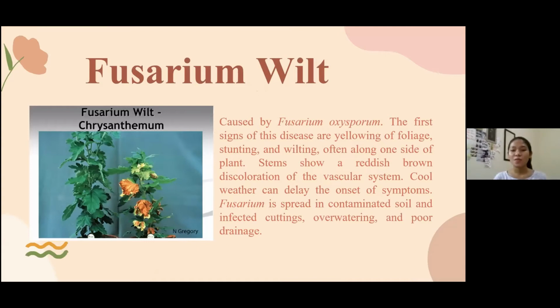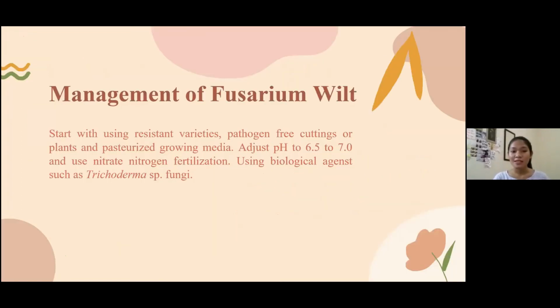Caused by Fusarium oxysporum, and the first signs of this disease are yellowing of foliage, stunting, and wilting, often along one side of the plant. Stems show a reddish-brown discoloration of the vascular system. Cool weather can delay the onset of symptoms, and Fusarium is spread in contaminated soil and infects cuttings, and by overwatering and poor drainage. Next. Okay, so for the next is management of Fusarium wilt.